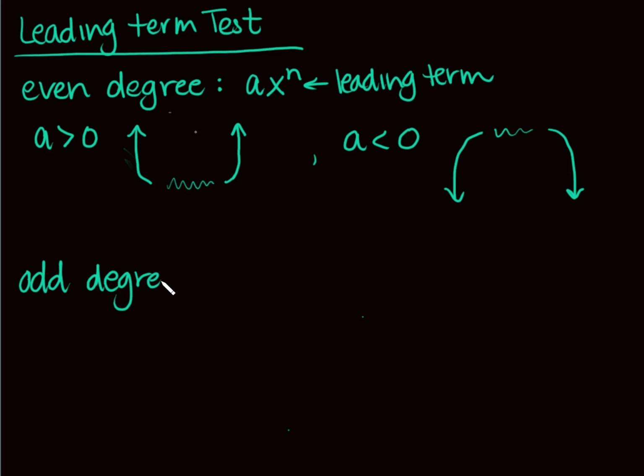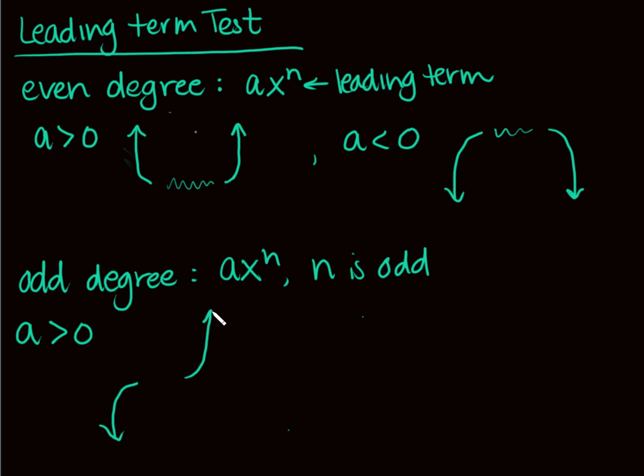You guys should do dances with these. Where n is odd, and this is my leading term, if this is positive, the way I remember this one is I think of x cubed. I know that x cubed does something like this. Again, stuff could happen in between here. So I just graph x cubed in my mind.